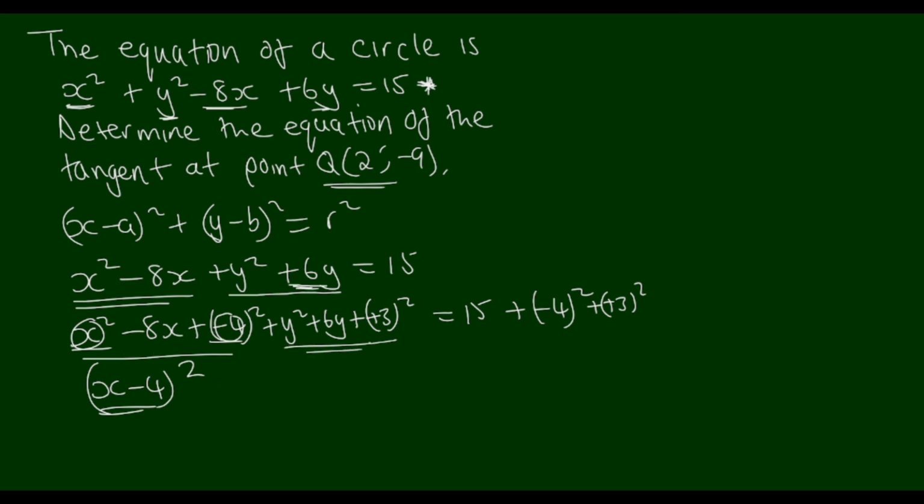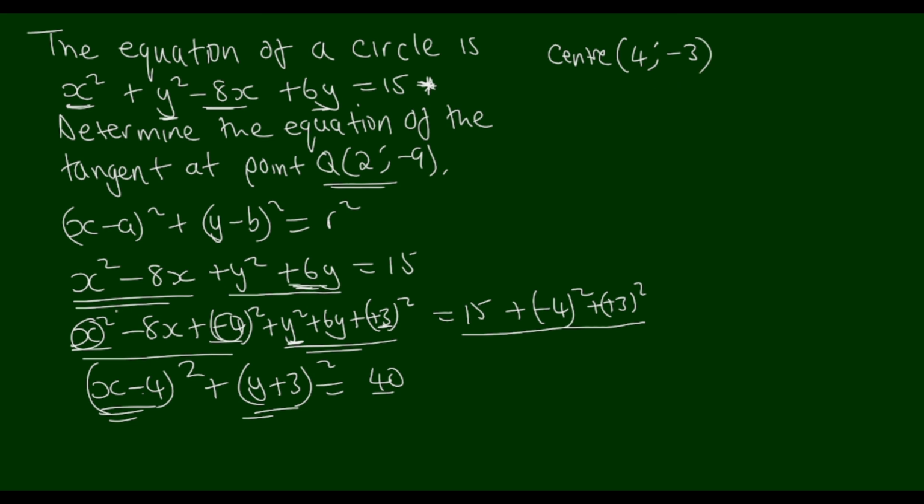Do the same thing with the second part. You have your y and your plus 3, so form your second bracket: (y plus 3) squared. And then it is equal to, put this in the calculator, and this will give you 40. Now we have the coordinates of the center of the circle. The center is, this is negative 4, so it's going to be 4, and then negative 3. These are the coordinates of the center.